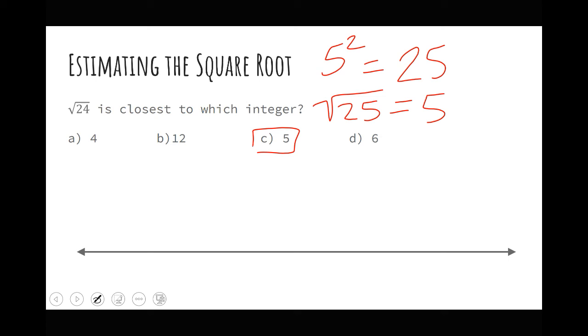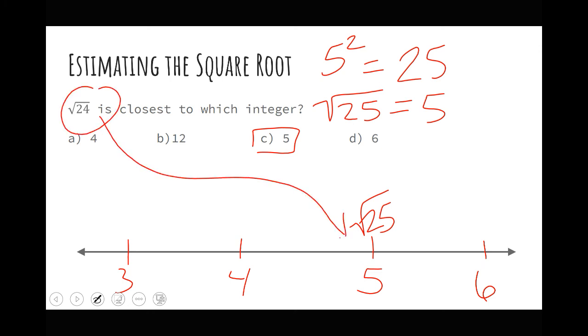But if we put it on a number line, imagine this is our number line. We know that the square root of 25 is equal to 5. So the square root of 24 would be very close to 5. I want to add to here that we know that 4 squared is 16, right? So the square root of 16 is going to be right here.